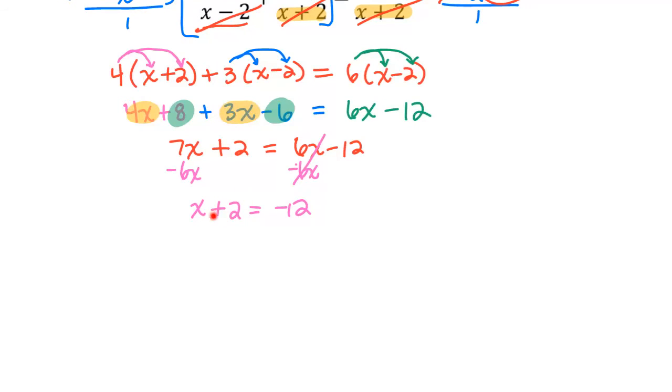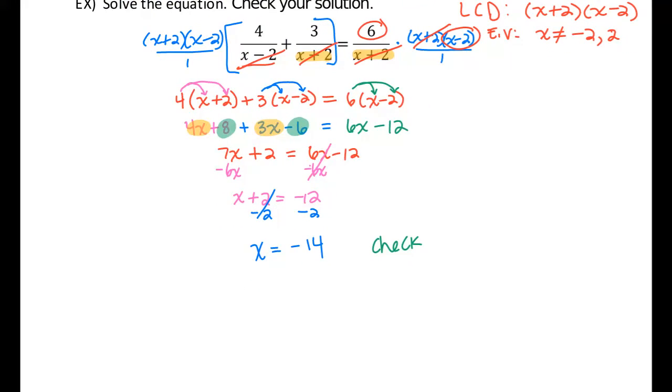And then I need to now get rid of this positive 2 by moving it over to the other side using the inverse of addition, which is subtraction. So then I get x is equal to negative 14. And then don't forget to check your excluded values to make sure your solution is valid.